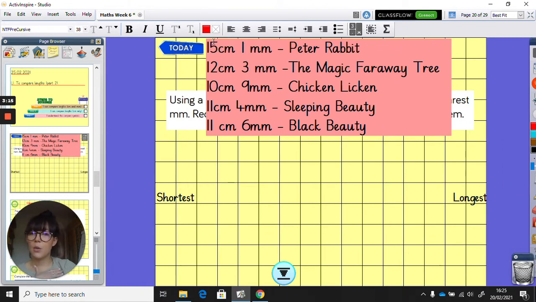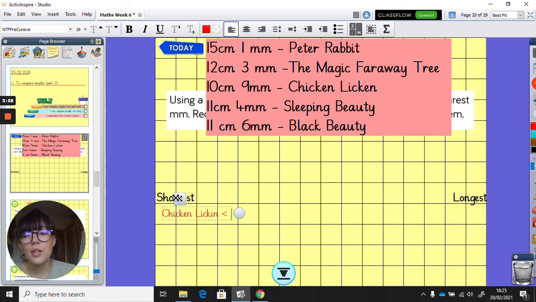Okay, let's start with the shortest. Now looking at the centimetres, the shortest, the smallest book, the lowest amount, is the one that says 10 centimetres because that's the smallest number, okay? So that is Chicken Licken. So let's pop him in there. And then what I'm going to do is a comparison sign. So remember, the crocodile always eats the larger amount, okay? So I'm going to do a crocodile eating that way because the Chicken Licken is the smallest one. It's the shortest book, okay? So that's why my crocodile is facing that way. And they're all going to be facing the same way because we're going up to the longest book.